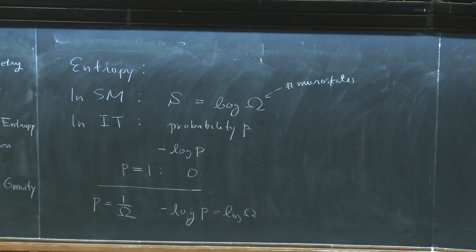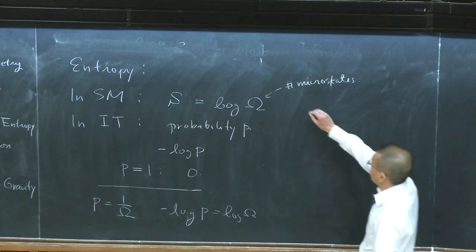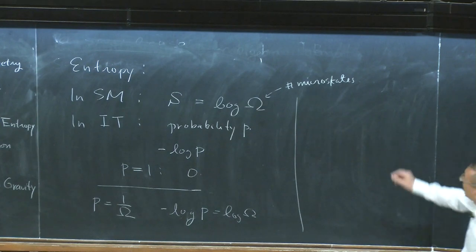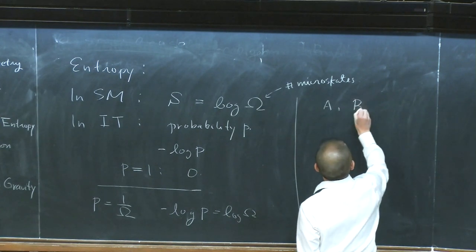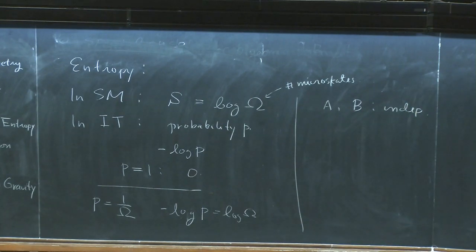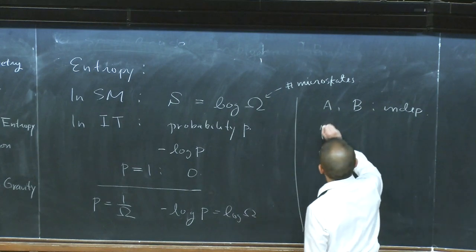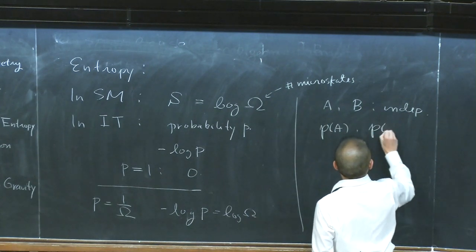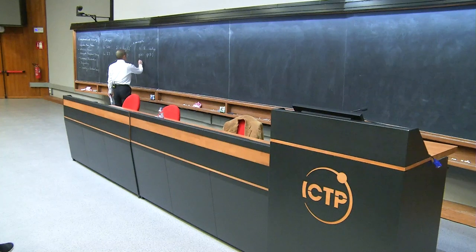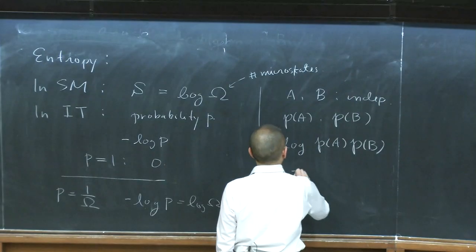There are various good reasons why we are considering the logarithm. One of the primary reasons is the following. Suppose you have two events, A and B, and suppose these are independent. Suppose these probabilities are given by P of A and P of B. These are the probabilities that these two events, A and B, happen. And if these two events happen independently, then the joint probability is the product. So if I take the log of this, then it's a sum.